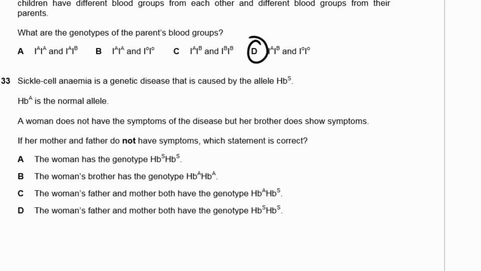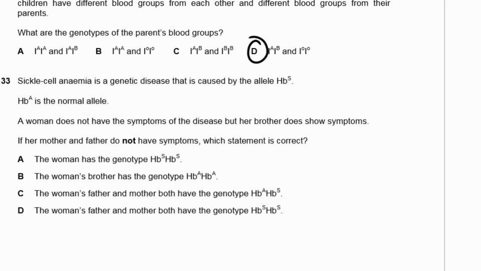Question 33. Sickle cell anemia is a genetic disease that is caused by the allele HBS. HBA is the normal allele. A woman does not have the symptoms of the disease, but her brother does show symptoms. If her mother and father do not have symptoms, which statement is correct?